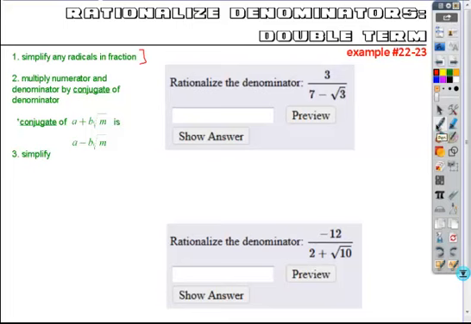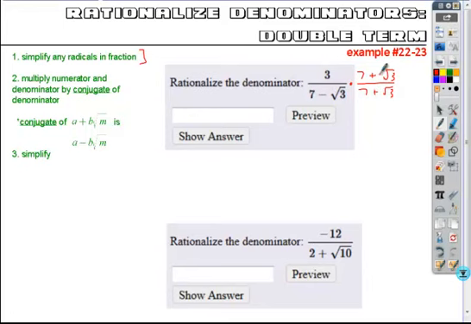Step is you're going to multiply the top and bottom of your fraction by the conjugate of the denominator. You don't have to reorder anything, just keep the same order that they're in. So I have a 7 and a root 3. The conjugate is the opposite term, or the opposite sign between, so a plus.